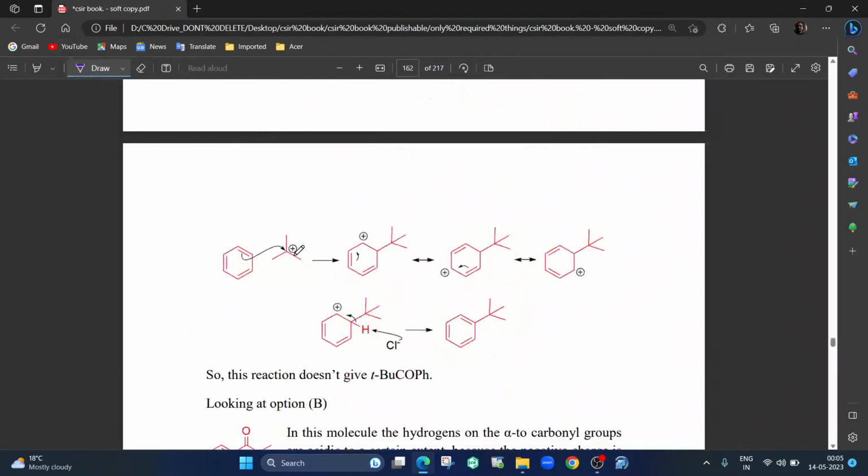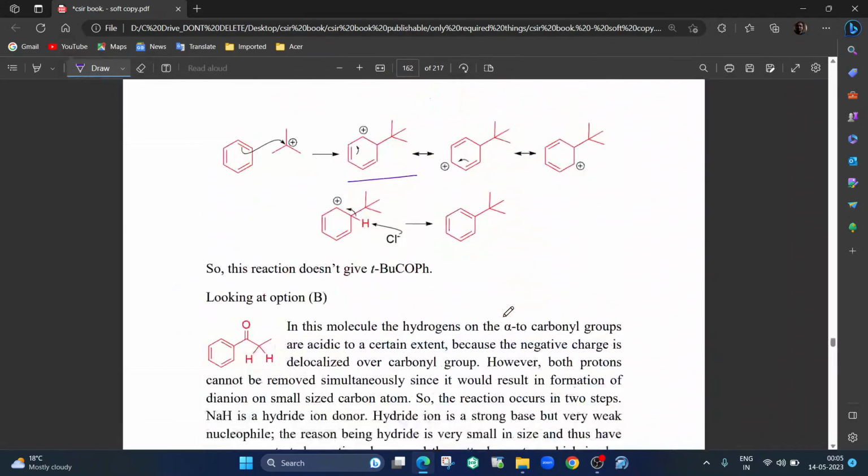And then of course when this reacts with benzene, you get this product and not the required benzene C double bond O tertiary butyl, right? So this is not the answer.